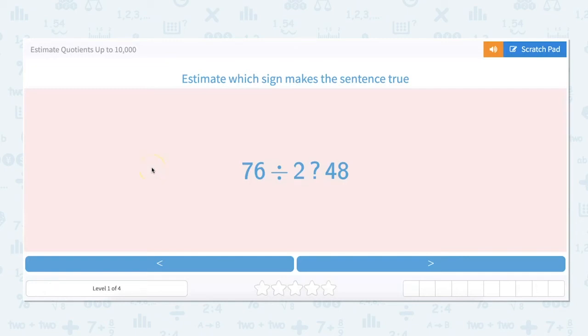In this video, we are going to estimate quotients up to 10,000. So quotients mean that we are going to be doing division. All right, estimate which sign makes the sentence true. So remember, this is our less than sign. This is our greater than sign.